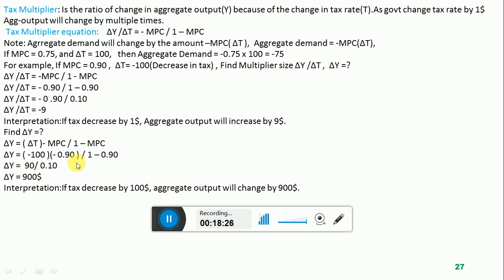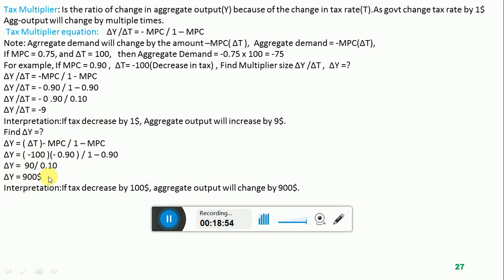So what does this mean? The interpretation is this: if the government decreases the tax rate, here it is negative $100 million, so the tax rate is decreasing. If the government decreases the tax by $100 million, the aggregate output of Afghanistan will change by $900 million.